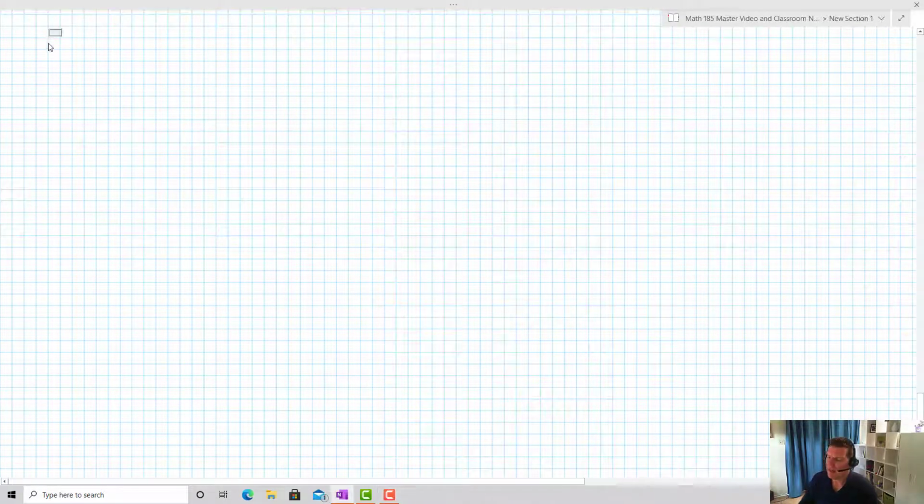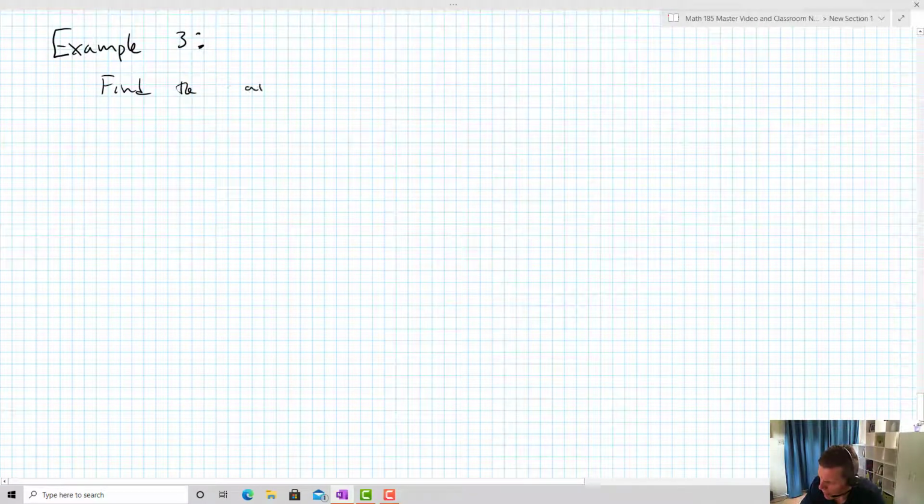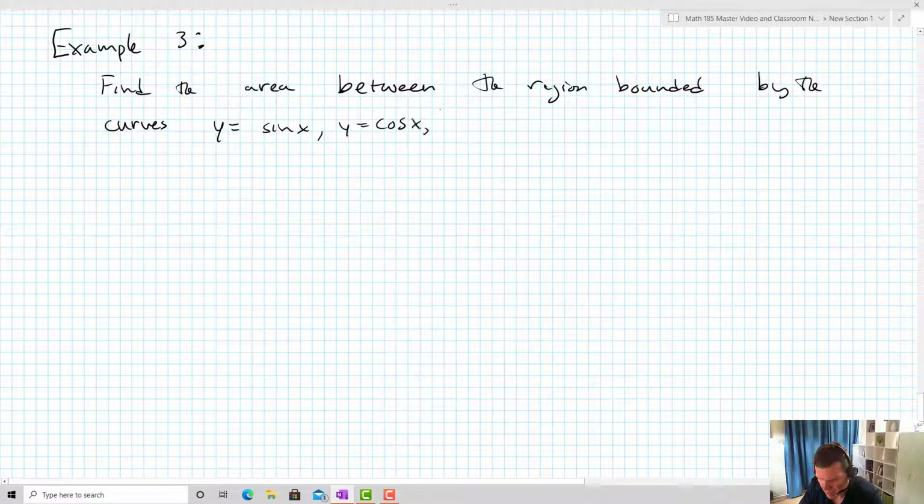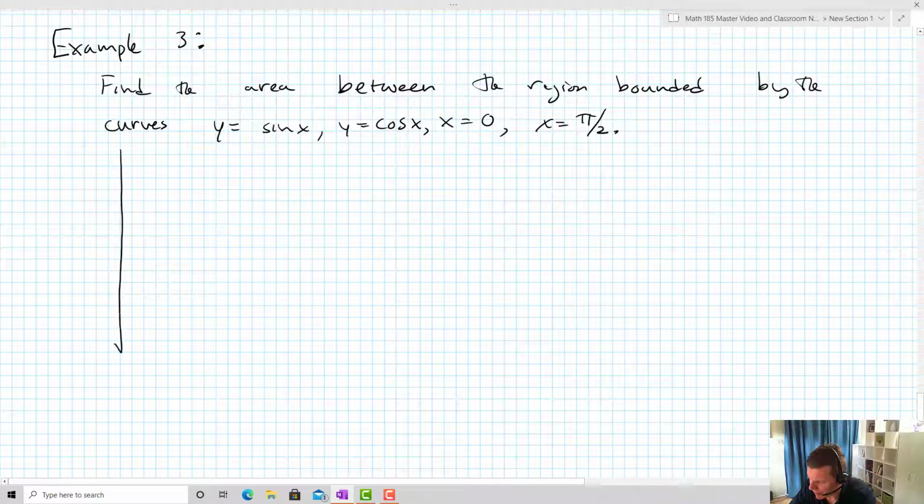All right. So let's take an example. We'll take this example number 3 so you can see what might happen. Okay, so we want to find the area between the region bounded by the curves y equals sine x, y equals cosine x, y equals 0, and x equals pi over 2. And you're thinking to yourself, oh, awesome, so I don't have to actually go out and figure any bounds. Well, let's draw a picture of this, because that's the first thing that we do in order to give us some intuition.